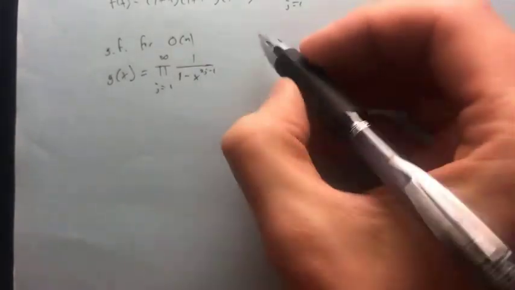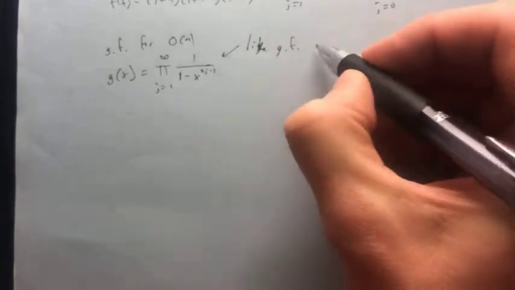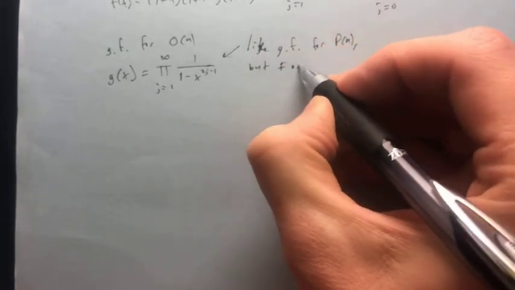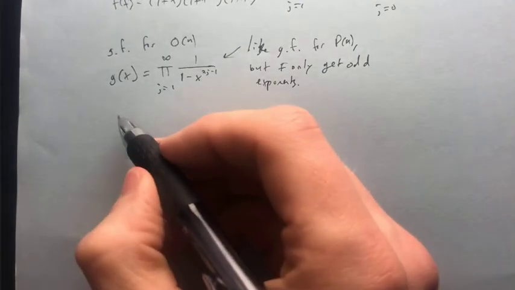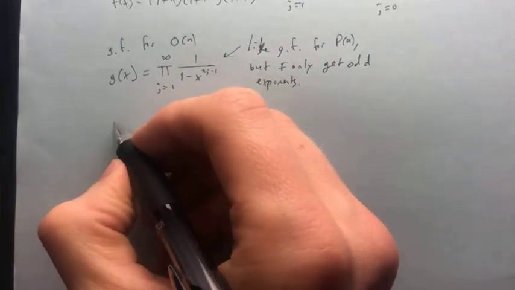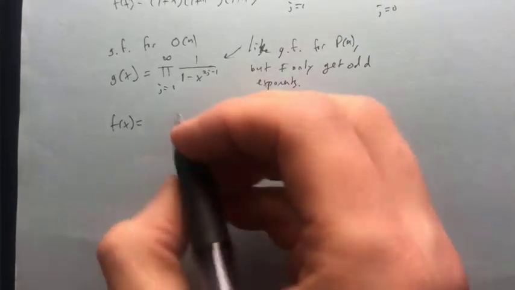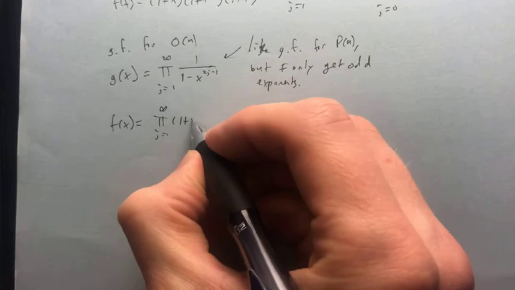So here I'm going to make sure this is like the generating function for P of n, but I only get odd exponents. So the crux of this proof is going to be to show that f of x equals g of x. So let's write down f of x. F of x is, of course, this infinite product as j goes from 1 to infinity of 1 plus x to the j.